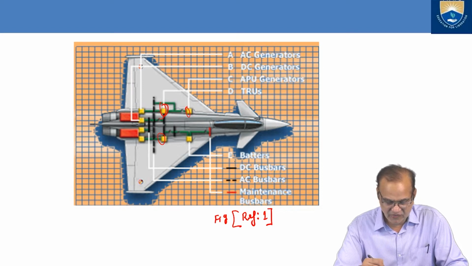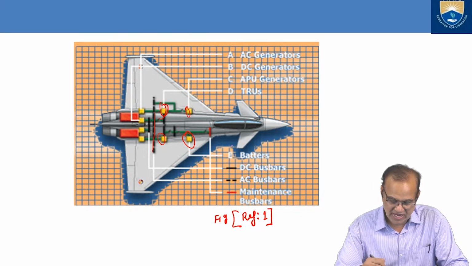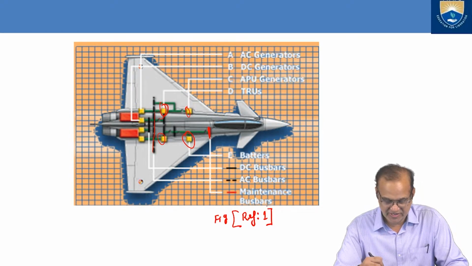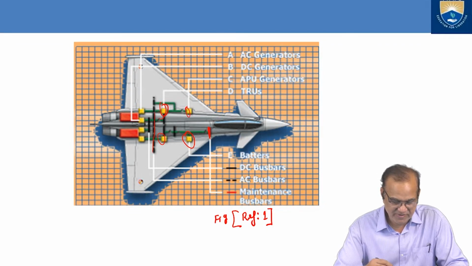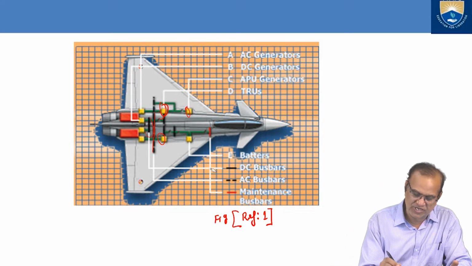Then batteries are fixed here. This is the battery. Then the DC bus bar, if you see, they are the DC bus bar. Then the AC bus bar is here. This is the AC bus bar, and this is the DC bus bar, a very small bus bar. Maintenance bus bar, and this AC bus bar. DC bus bar is here. This is the AC, and this is the maintenance bus bar. So these are just a few items which I can show you here.